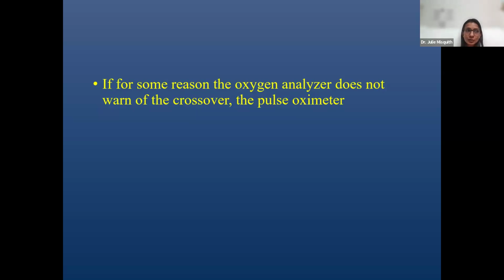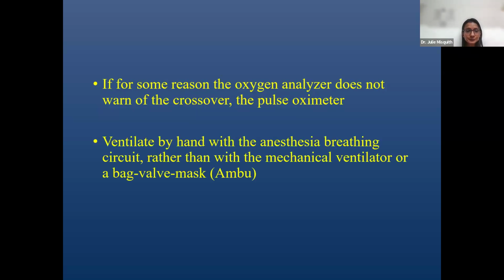However, considering that we are all from different backgrounds, some work in government setups where we may not have anesthesia workstations which have oxygen analyzers, so it can be difficult to identify how much oxygen is actually being delivered. The next thing you have to do is ventilate by hand with the anesthesia breathing circuit rather than with the mechanical ventilator or a bag valve mask, because staying with the anesthesia breathing circuit means you can still deliver the volatile agent, which is downstream to the oxygen flow meters.